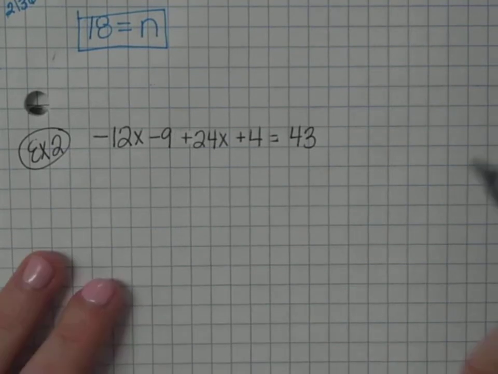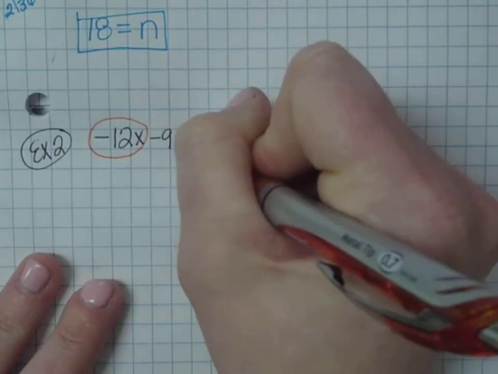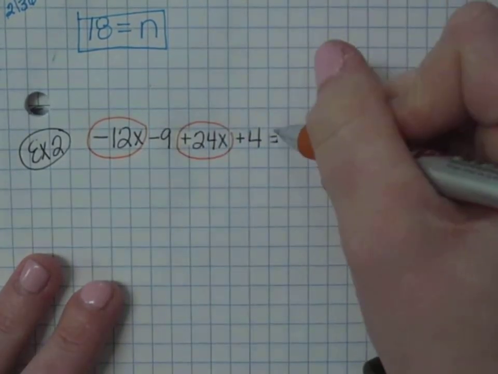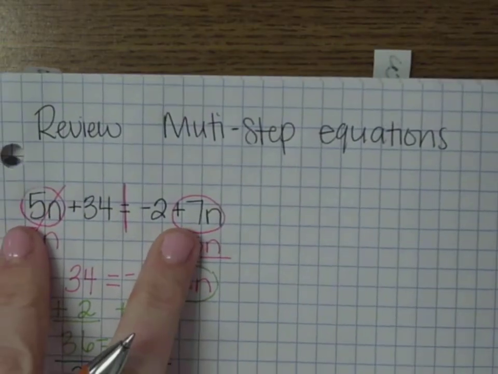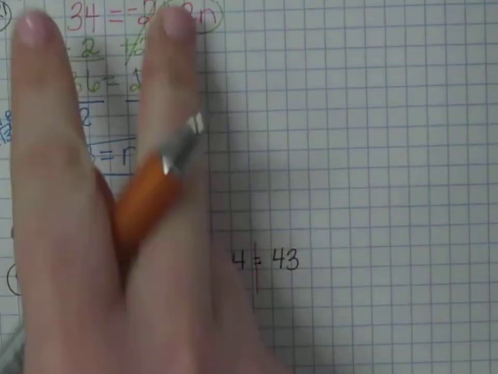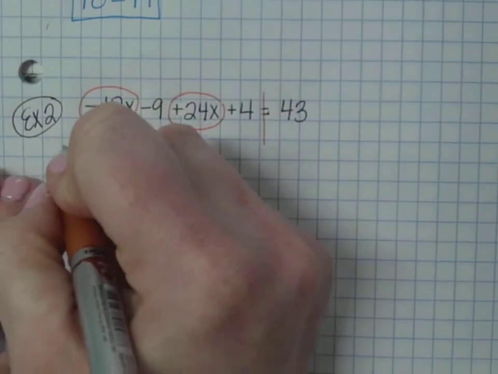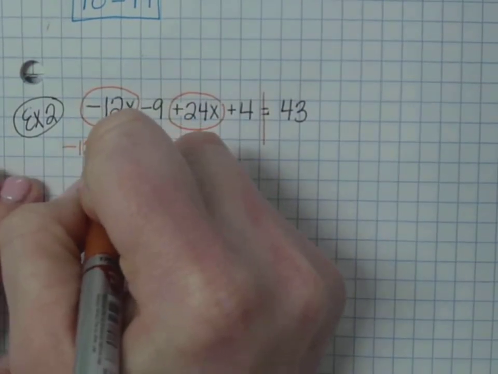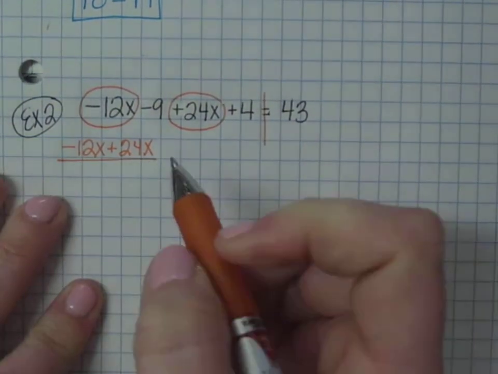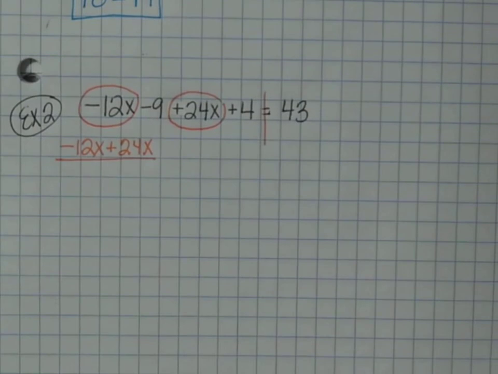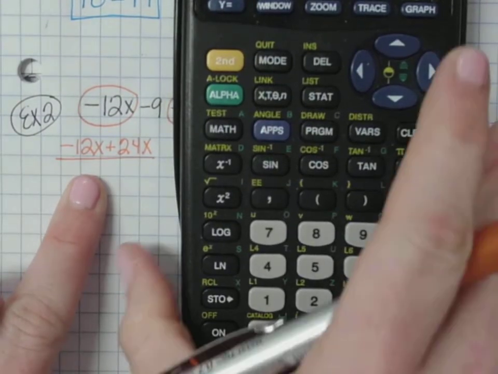Okay, now I'm going to again circle my variables first. Notice this time they're on the same side, so I'm going to do the same sign. These were on opposite sides, so I did the opposite signs. These are on the same side, so I'm going to do the same sign. So I'm going to have negative 12x plus 24x.